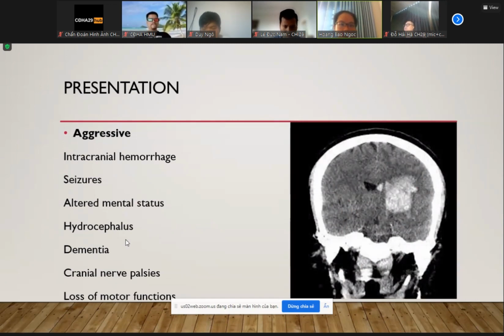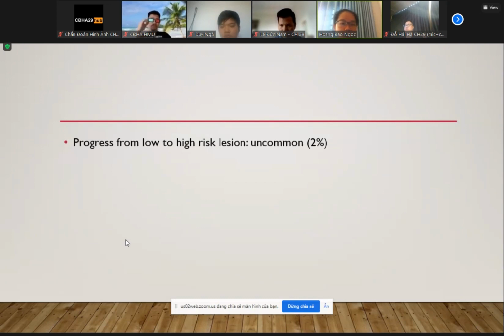And for aggressive lesions, patients can present with intracranial hemorrhage, seizures, autonomic status, hydrocephalus, dementia syndrome, cranial nerve palsy, and loss of motor function. Sometimes we have to be concerned about progression from low to high risk lesion, but it is really unusual for patients with a benign profile to turn to aggressive symptomatic lesions.